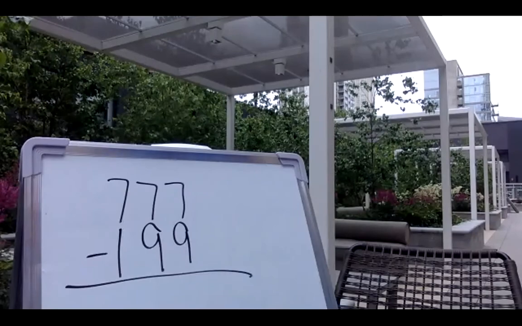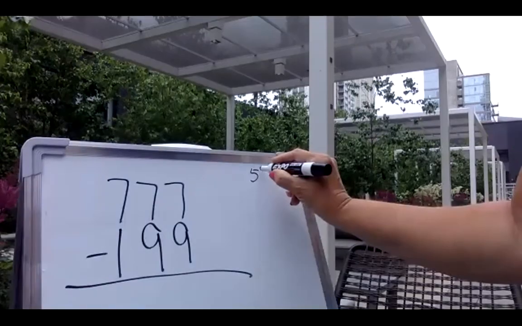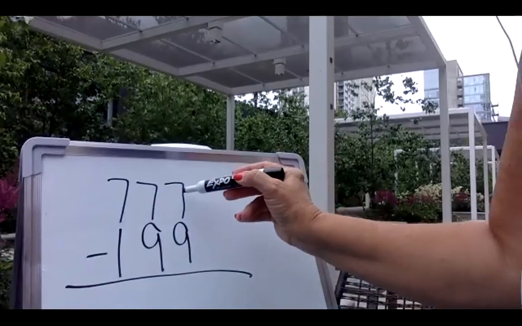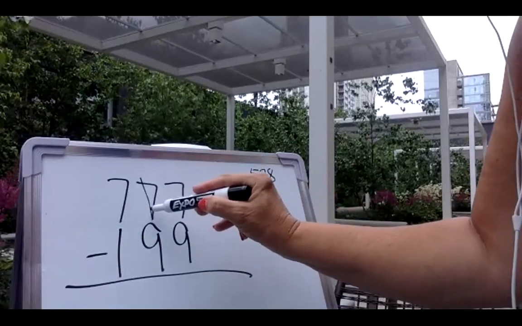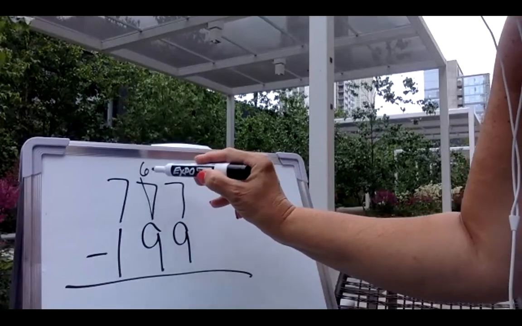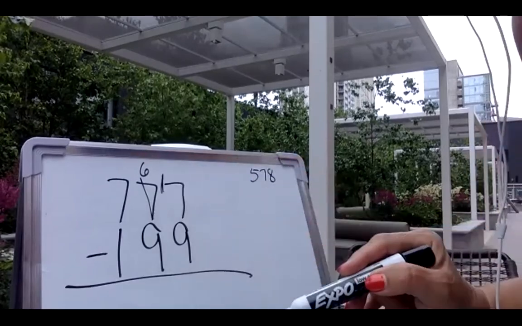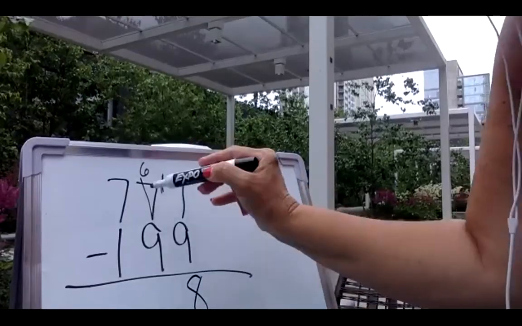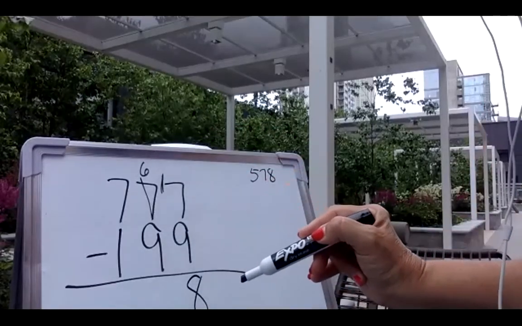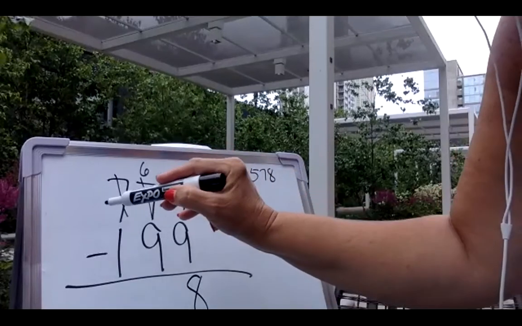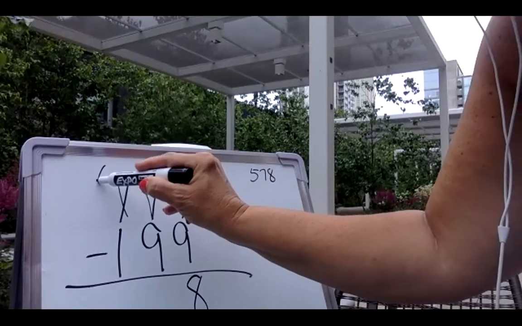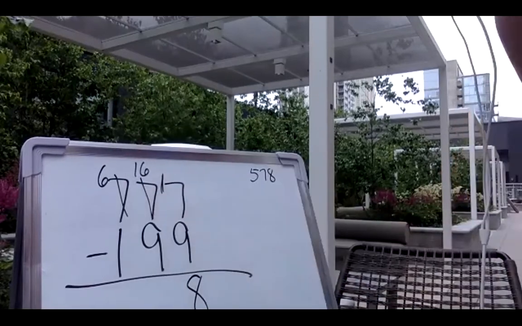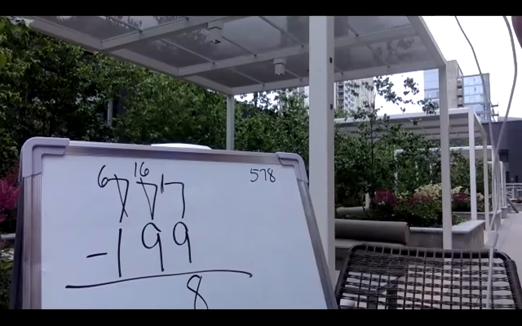Let me know when you get your answer. Done. 578. All right, let's look. We shall see. Can't subtract 9 from 7, so I'm going to go next door, and this becomes a 6, and I bring it back over. Now this is 17. What's 17 minus 9? 8. Good. Can I subtract 9 from 6? No. So I got to go next door, and that 7 becomes a 6, and I bring the 1 back over, and now that's 16. What's 16 minus 9? 7. And what is 6 minus 1?